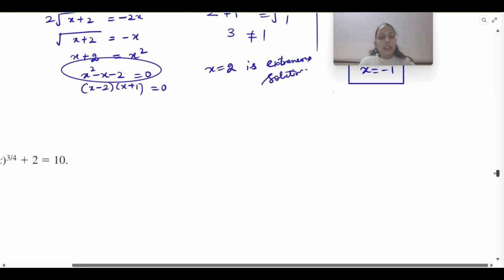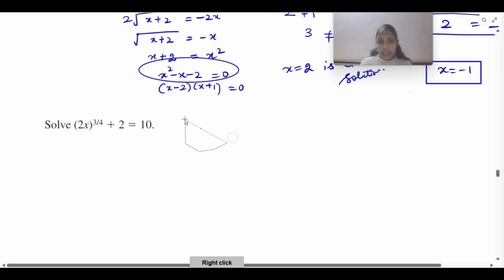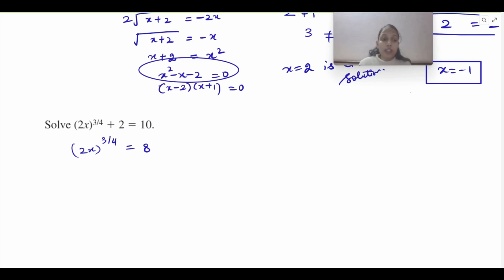Now we have this. Solve 2x to the power 3 by 4 plus 2 equals 10. What can you do? You can isolate x easily, right? So subtract 2 both sides: 8. How can you remove this power? You can remove it one by one. You can remove this by taking power 4 by 3 on both sides. If 3 by 4 was already there, take power 4 by 3. 8 power 4 by 3.